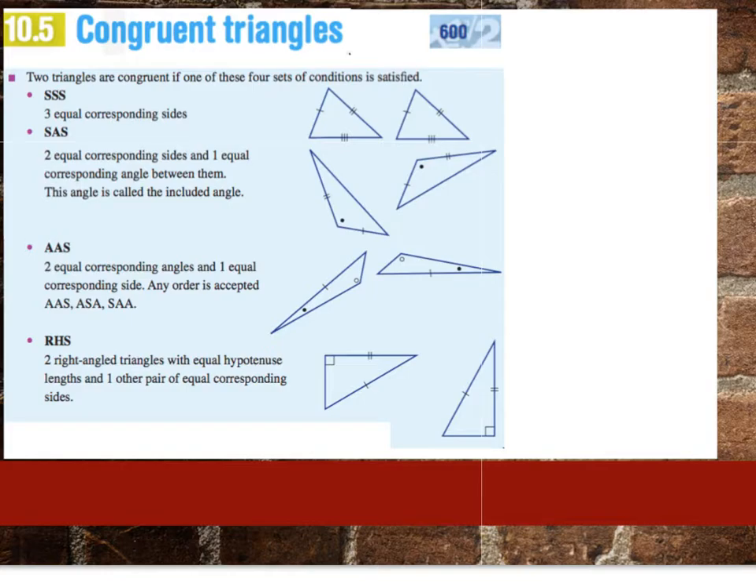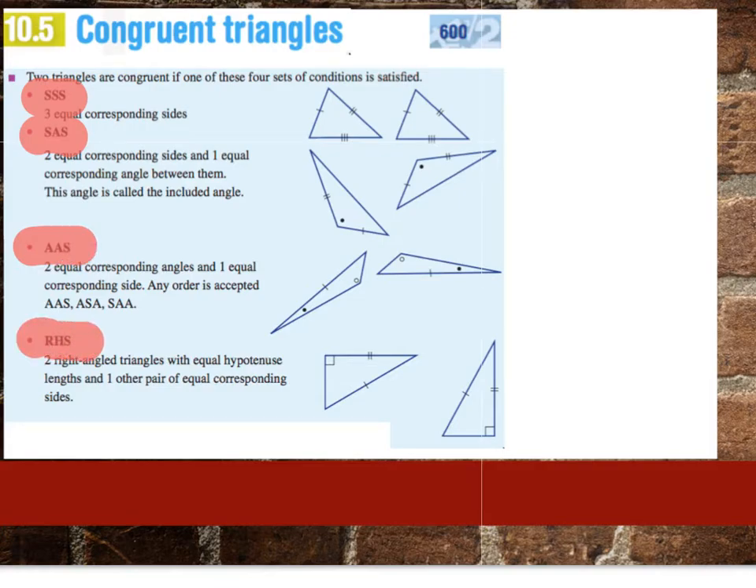Now let's see how we're going to apply this to a question. The important things are the following. You need to remember that we have SSS, we have SAS, we have AAS, and we have RHS.